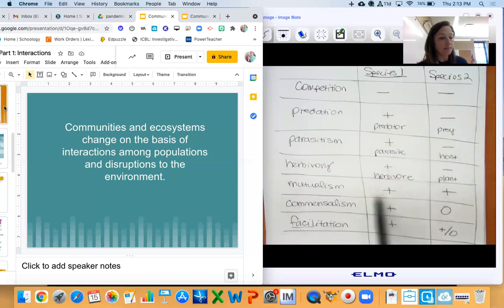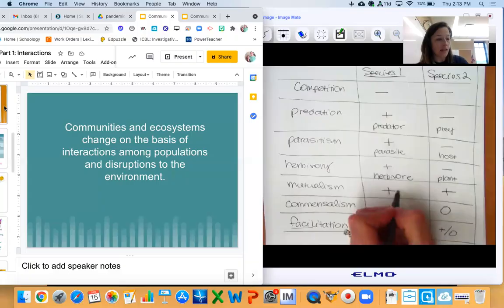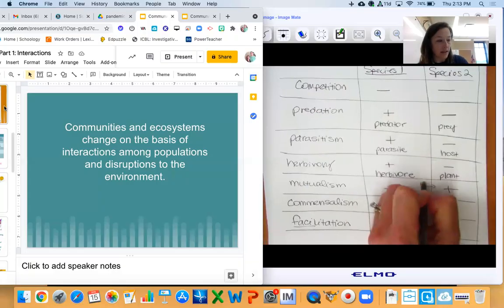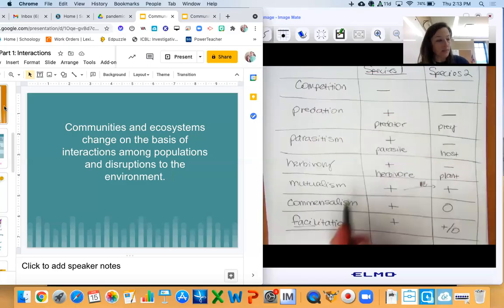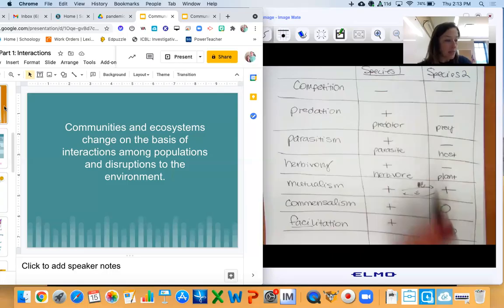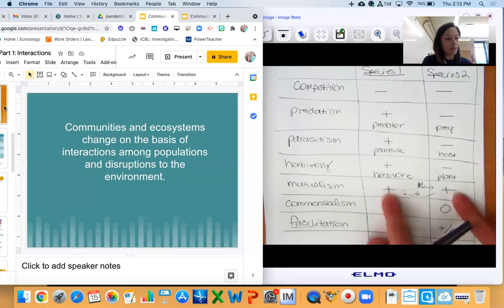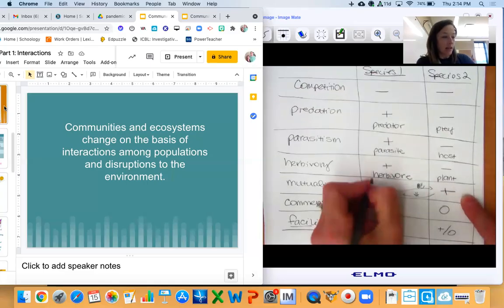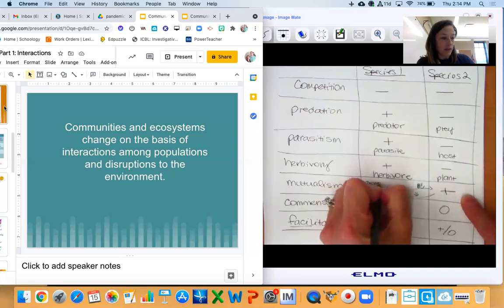Sometimes, like mutualism, this species is making this one's life easier, and this one is making that one's life easier. Well, because it's making its life easier, it's helping it get resources more efficiently, or it's protecting it from predators. It is allowing that organism, let's just talk about this one. Like species number one is, let's talk about the sea anemone. Let me give you a specific example so you can understand what I'm saying.